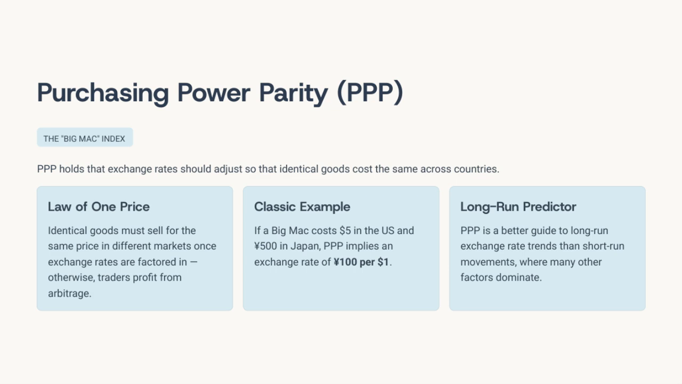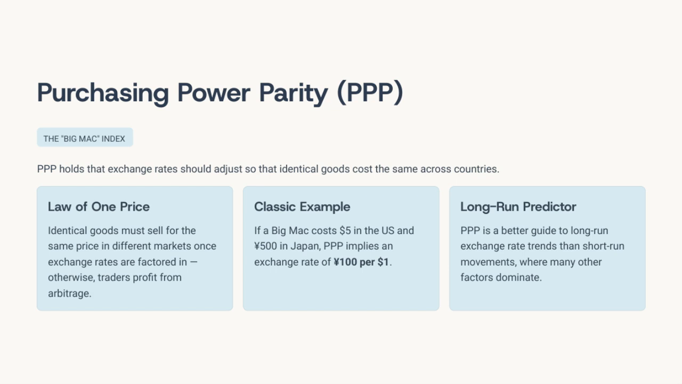For example, imagine a Big Mac costs $5 in the US and 500 yen in Japan. PPP suggests that the exchange rate should be about 100 yen per dollar, because that's the rate that equalizes the price of the Big Mac across both countries. If the actual exchange rate deviates from that, it signals potential arbitrage opportunities, where traders could buy cheap in one country and sell high in another.